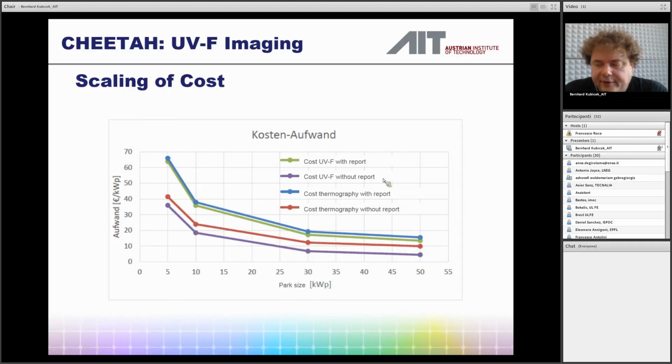There's a big difference between how well you want to document. If you want to do good documentation, you need to write a report, you need to monitor exactly where you have taken the picture and so on.